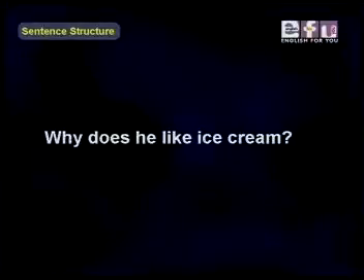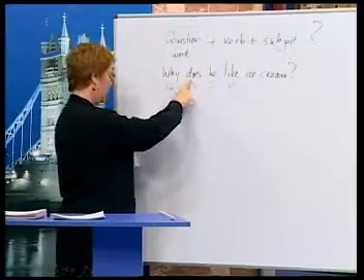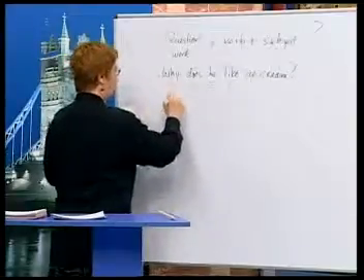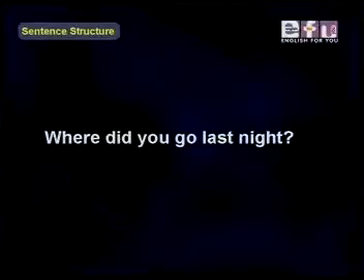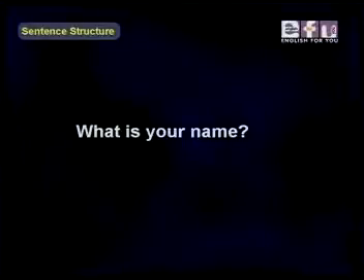Why does he like ice cream? We have the question word, why, the verb, the subject, the other part of the verb, and then the rest of the question. Now remember, this is the helping verb. Okay? Now, another example. Where did you go last night? Now, here's the question word, where, the helping verb, did, the subject, you, and the main verb, go. Okay, and here's a short one. What is your name? Question word, verb, and subject.